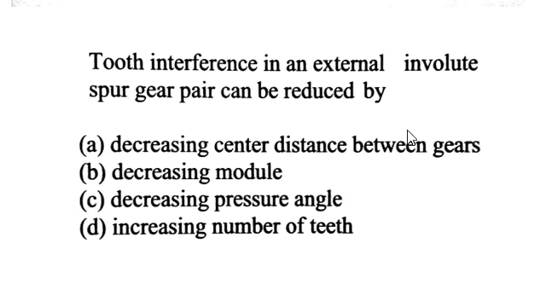And if you see the next question: tooth interference in an external involute spur gear pair can be reduced by decreasing the center distance between the gears, decreasing the module, decreasing the pressure angle, or increasing the number of teeth. And here the correct option is option D, increasing the number of teeth.